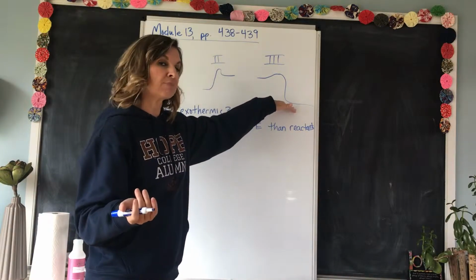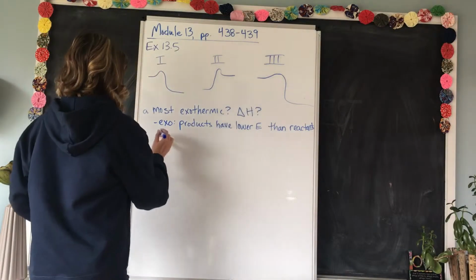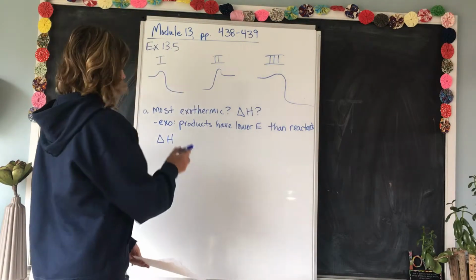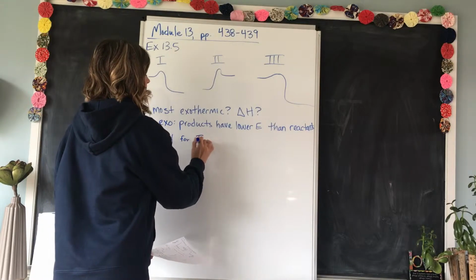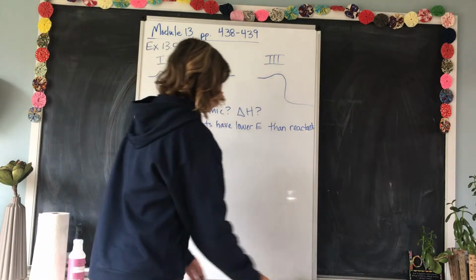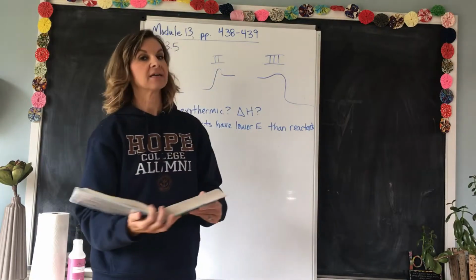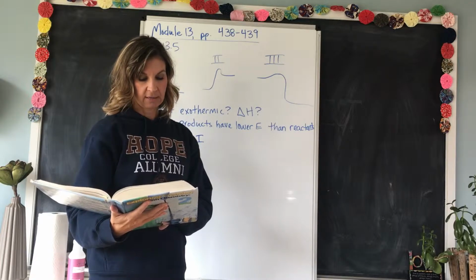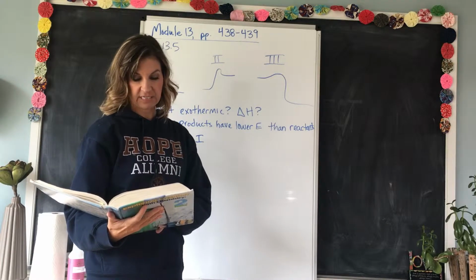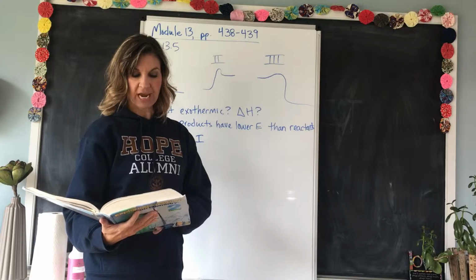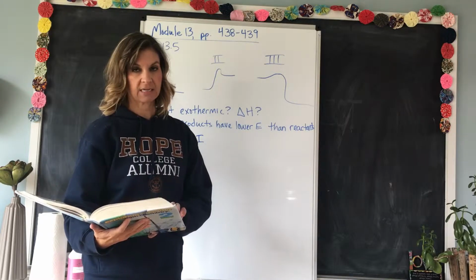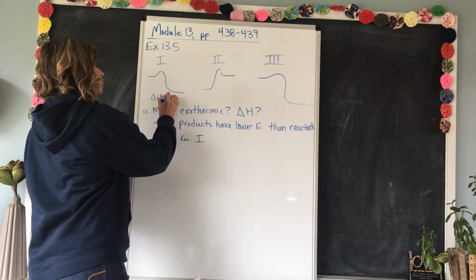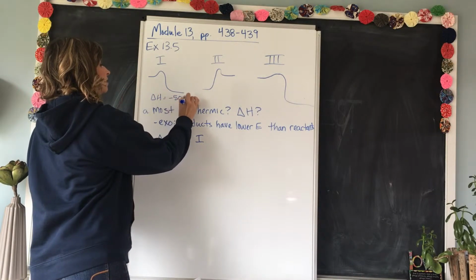To find out which is the most exothermic, we actually have to figure out what delta H is. Okay, so delta H for Roman numeral number 1. Remember, we're going to take the energy of the products minus the energy of the reactants. So looking at number 1, the products end at 50 kilojoules and the reactants started at 100. So 50 minus 100 would be negative 50. So we'll just write it under here, delta H equals negative 50 kilojoules.